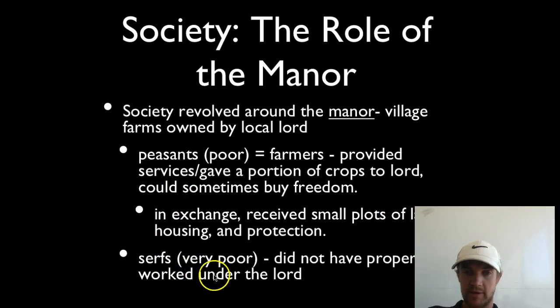Below peasants are serfs. Serfs are especially common in Eastern Europe and Russia, and they're considered even more poor than the peasants, and they don't have property, and they still work under the lord, and they can't buy their freedom. So serfs would be in a class almost like slavery, even lower than the peasants.